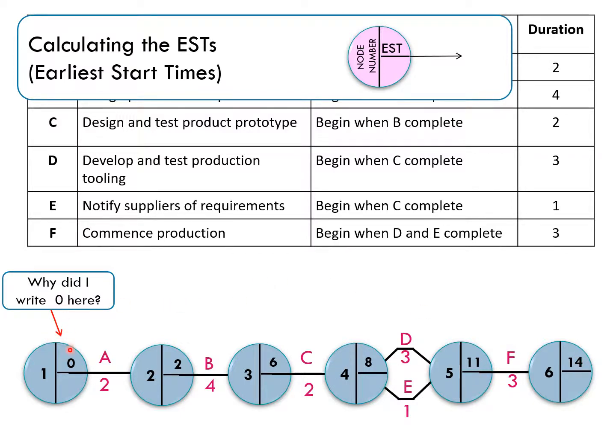So why did I write 0 here? Well, let's listen to our definition. It's the earliest time at which the activity to the right can start. So A can start straight away. So the earliest time it can start is 0 weeks.